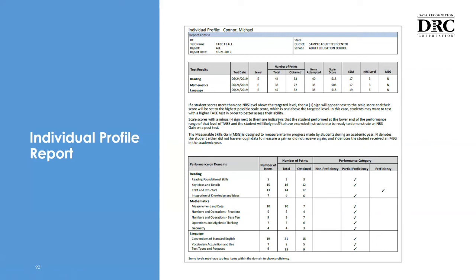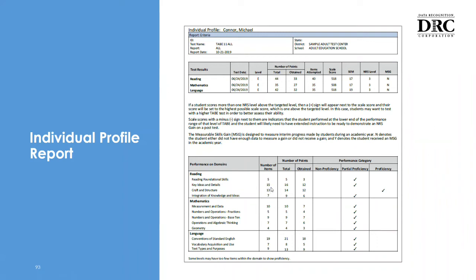Down below, we have some information about if you see a plus sign or minus sign. I'll come back to that in a minute. And then at the very bottom, we see the details from the blueprints that we saw earlier in the webinar. So under the TABE blueprints for level E, reading foundational skills, key ideas and details, craft and structure, integration of knowledge and ideas are the areas that are being covered on level E reading.